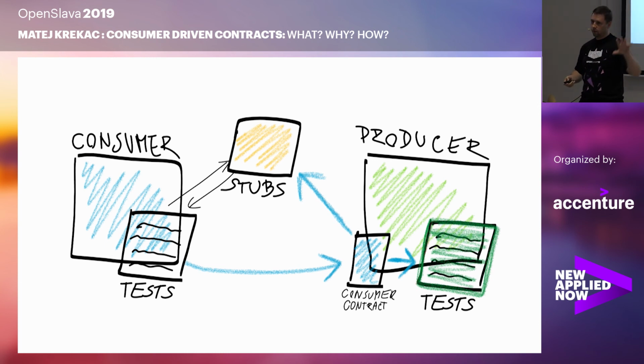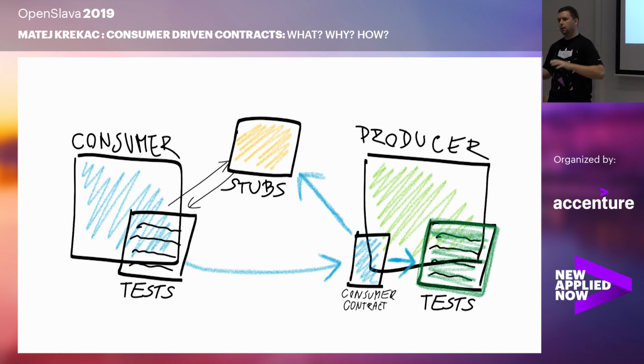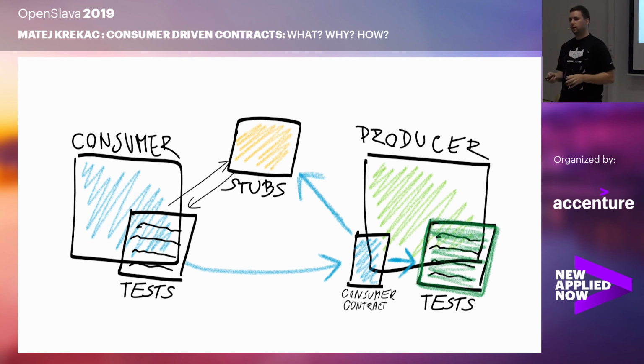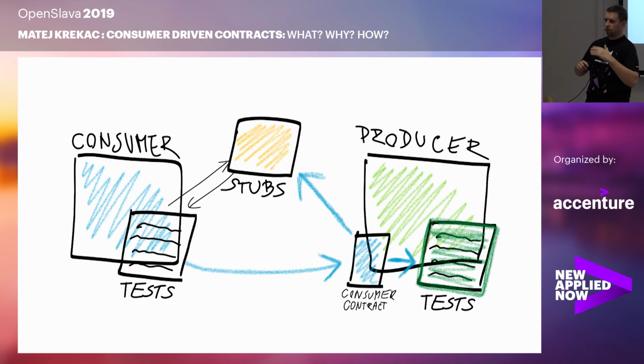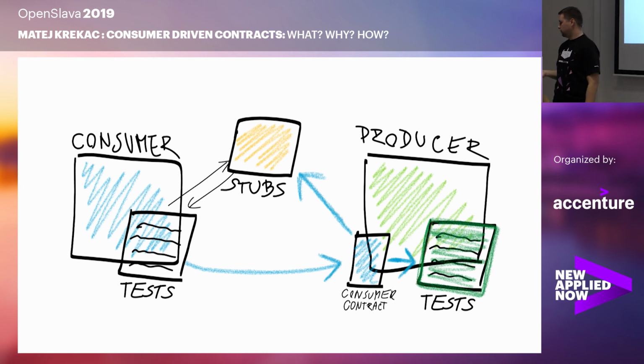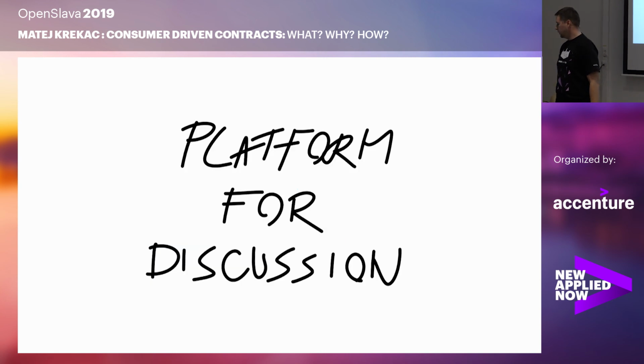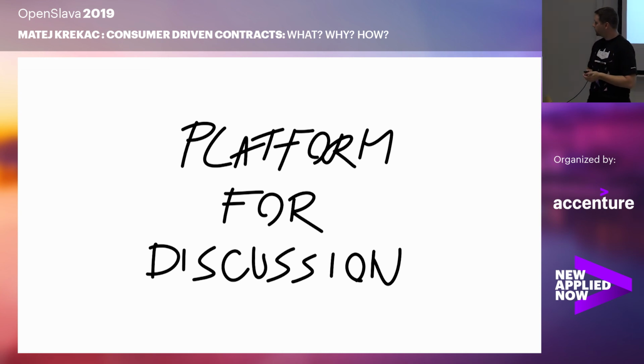Because here, when the consumer proposes the contract to the producer, the producer is not forced to do it that way. They just create a pull request with the contract, and now the discussion can start. Can we supply this contract? Does it make sense? Does it comply with the data that we have? And the discussion can be there. So I really like this part, that the whole thing is a platform for discussion. And yeah, that was my lightning talk.